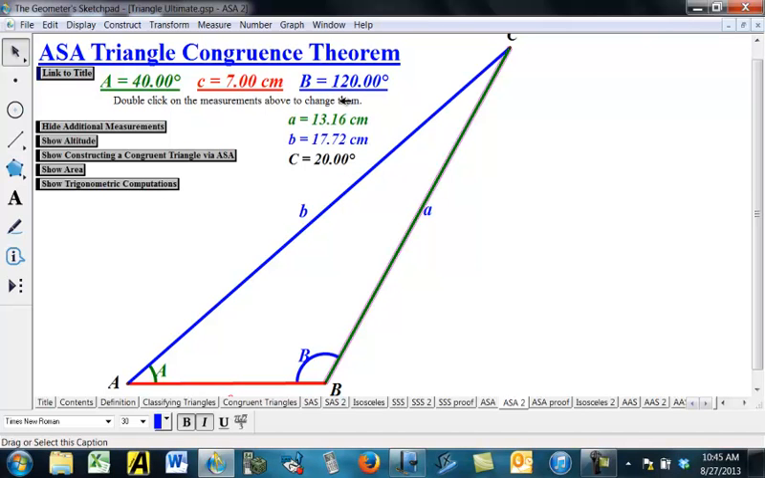Of course, if the two angles I give you are 180 degrees or more, then there's no triangle possible. But assuming I give you some things that will work out, there's only going to be one triangle that you can get out of this.